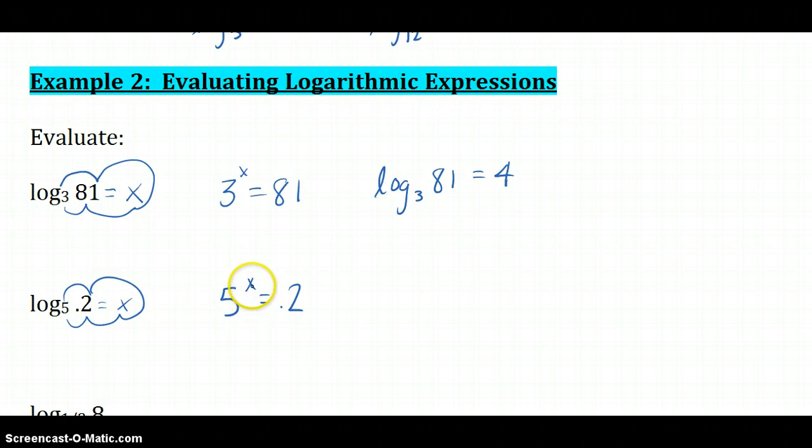So you have to think negative exponents, because negative exponents will flip your number. So if we had x equal -1, well, 5 to the -1 does equal 1 over 5, because the -1 flips your fraction, if you remember your exponent rules, and 1/5 is 0.2. So the number you're looking for is -1. So log base 5 of 0.2 equals -1.